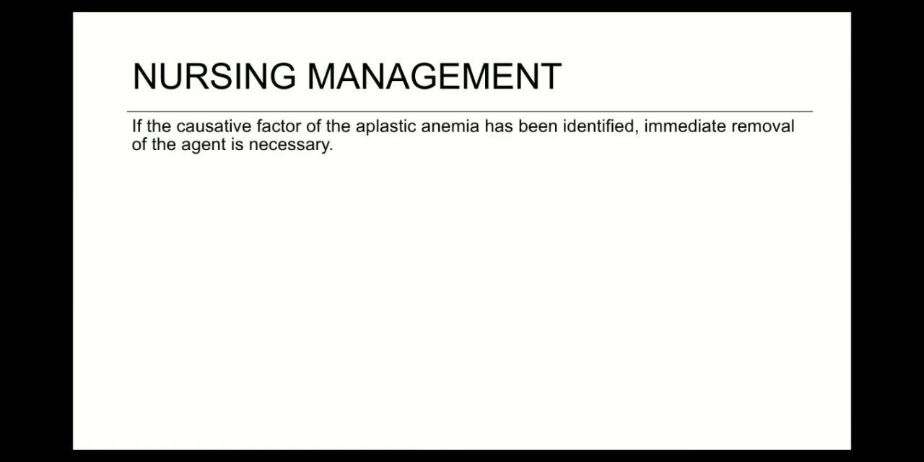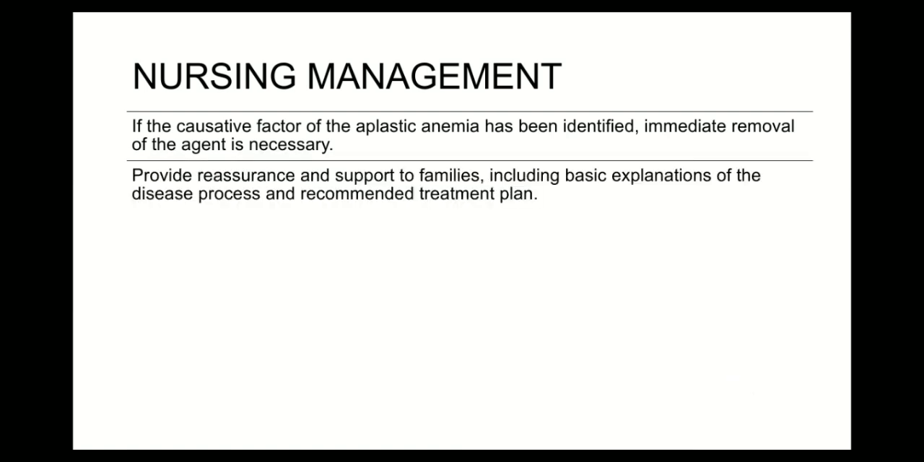Now we go to the management. So, let's tackle nursing management first. So, if the causative factor of the aplastic anemia, or let's say the precipitating factor, has been identified, immediate removal of the agent is necessary. So, if the cause of the aplastic anemia is excessive exposure to insecticides, then the insecticides should immediately be removed from the child's environment so that the child will not develop aplastic anemia.